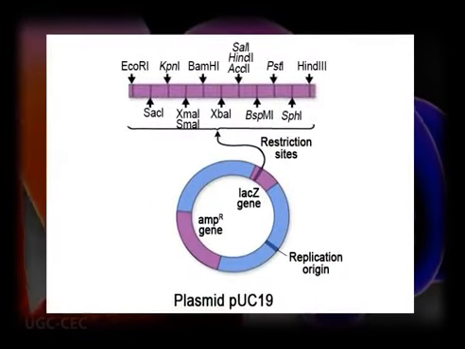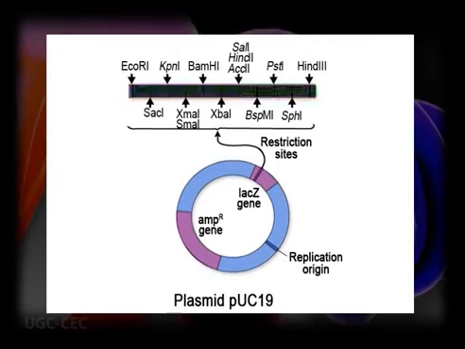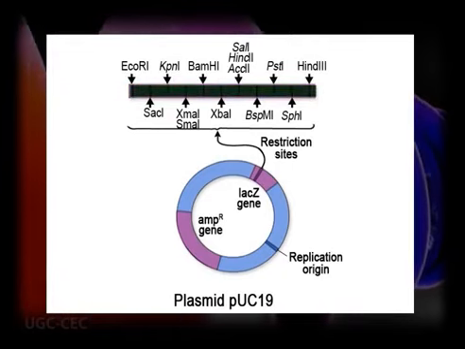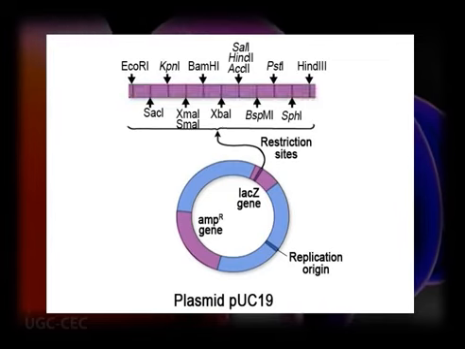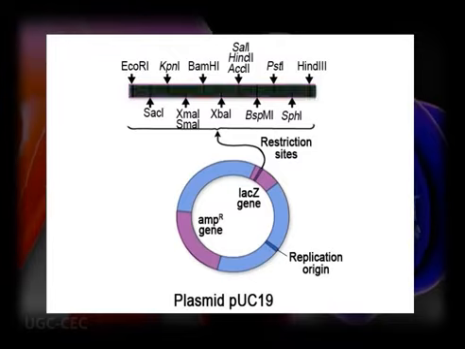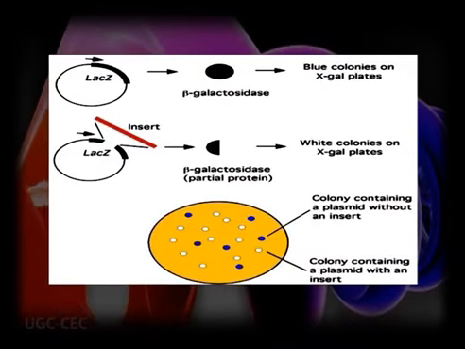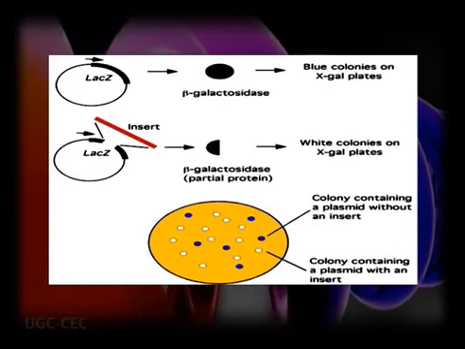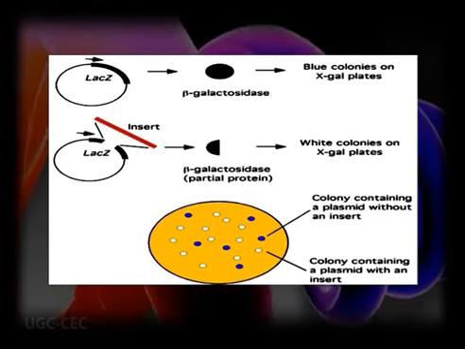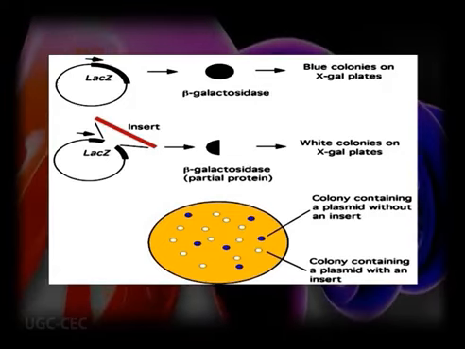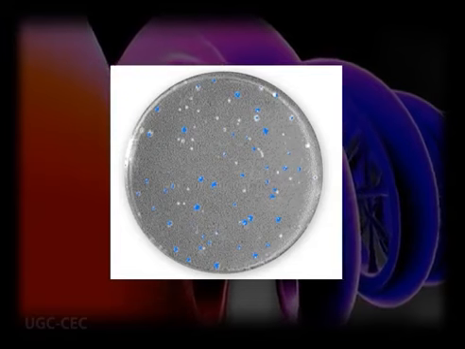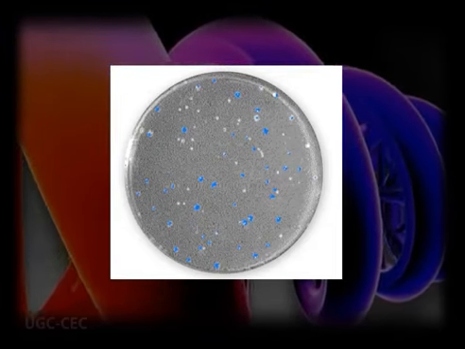A polylinker contains several restriction sites so that a gene of interest can be fitted within any restriction site. The lacZ gene helps in selection of recombinant cells against non-recombinant cells. The polylinker is actually present within the lacZ gene of the pUC vector, so that insertion of a foreign gene will inactivate the lacZ gene. The recombinant bacteria will therefore produce white colonies, against blue colonies in the case of non-recombinants.